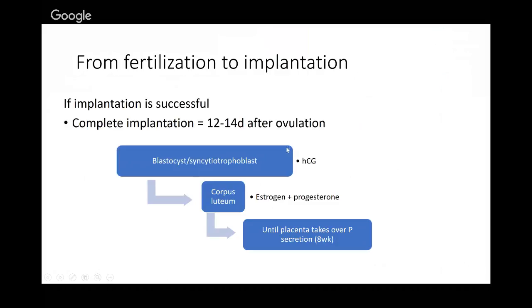And so when implantation happens, the blastocyst, or more specifically the syncytial trophoblast layer, will secrete HCG. HCG will then act on the corpus luteum. The corpus luteum will then release estrogen and mainly progesterone, which maintain the pregnancy until the placenta develops and takes over progesterone secretion. So this is around 8 weeks.